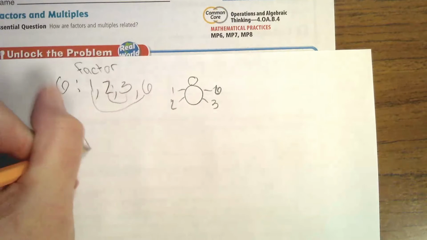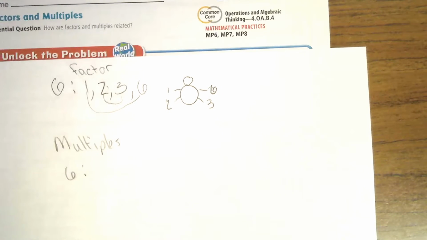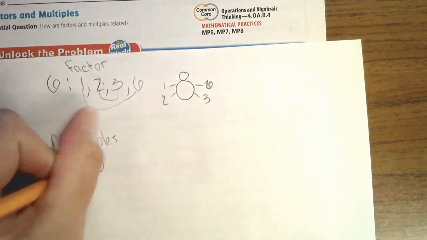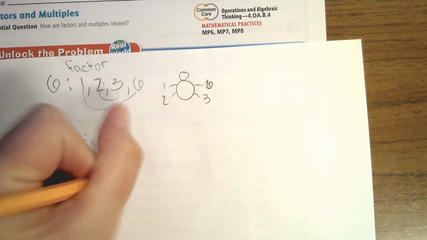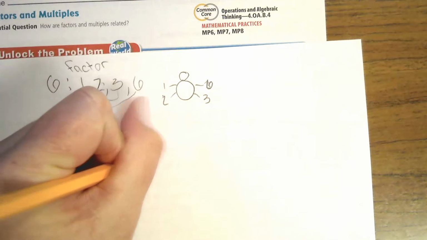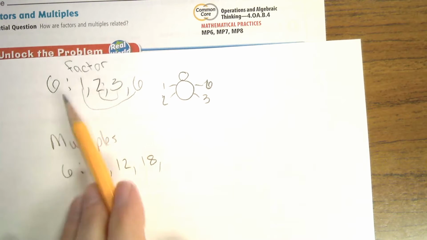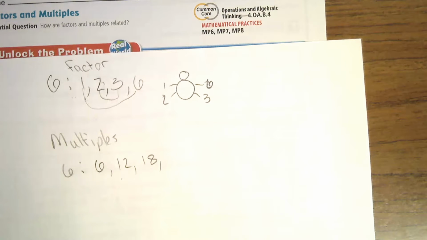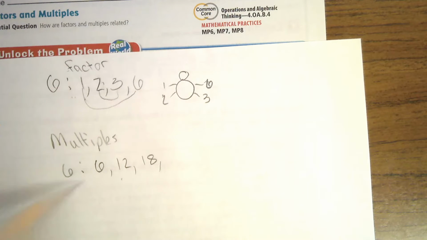Multiples is when we take a number, such as 6, and we multiply it by another number. So 6 times 1 is 6. There's the first multiple. 6 times 2 is 12. 6 times 3, 18. And we could keep going. So factors are limited. Multiples go on forever. Okay. Believe it or not, factors are used to find multiples.